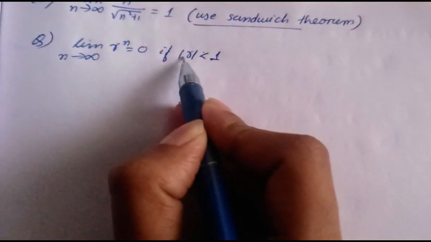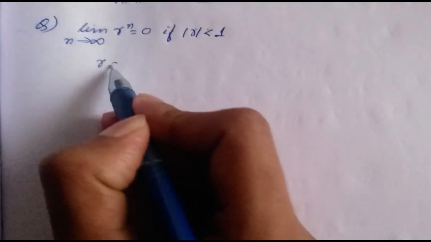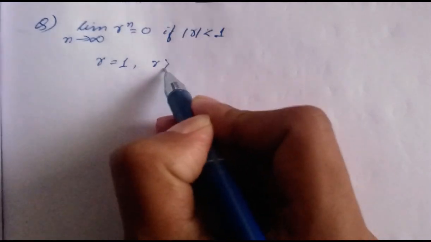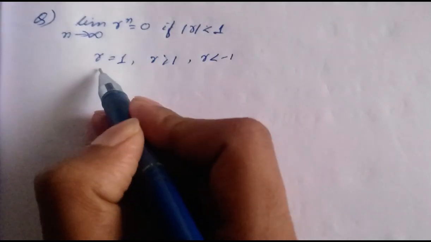In this video, I will show that the limit as n tends to infinity of r to the power n equals 0 if mod of r is less than 1. But what if r equals 1, r greater than or equal to 1, r less than or equal to minus 1? So first see this case.